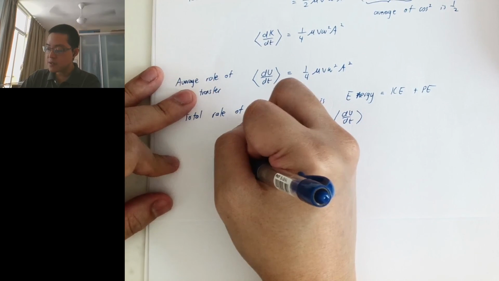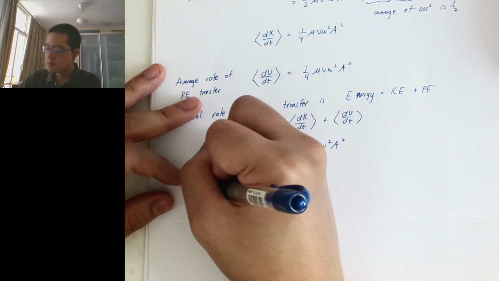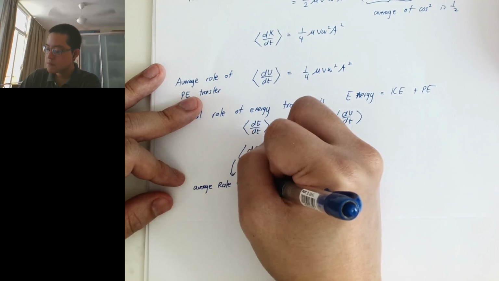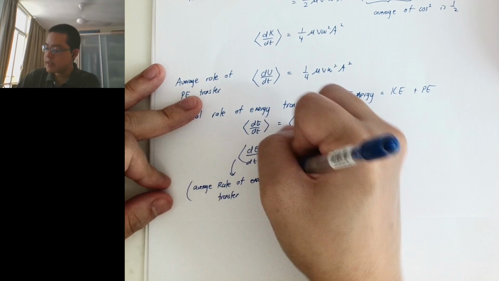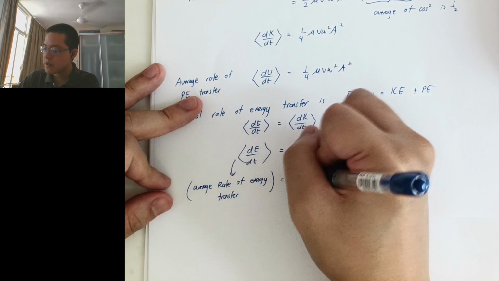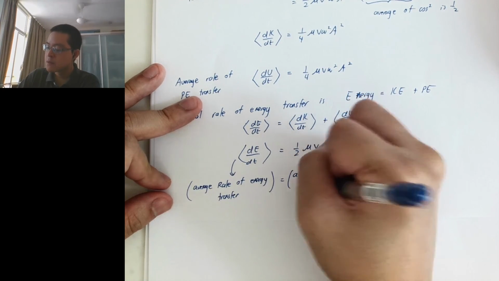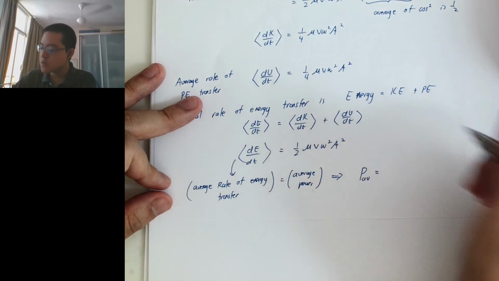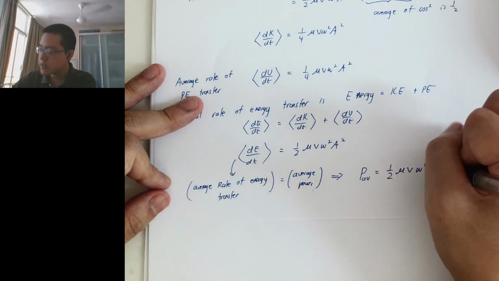So this is actually, if you notice, the rate of energy transfer, which is the average power. So average rate of energy transfer is average power. So in other words, there's a power being transmitted through a vibrating string. So it's half mu v omega squared A squared.